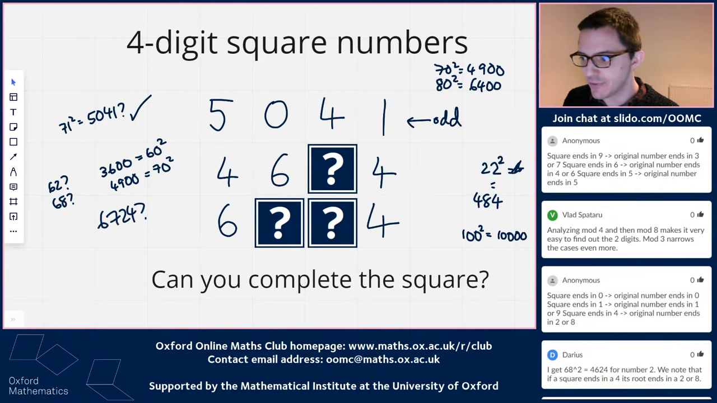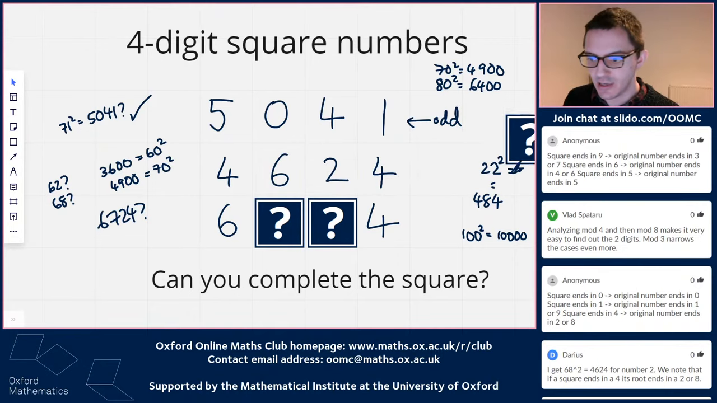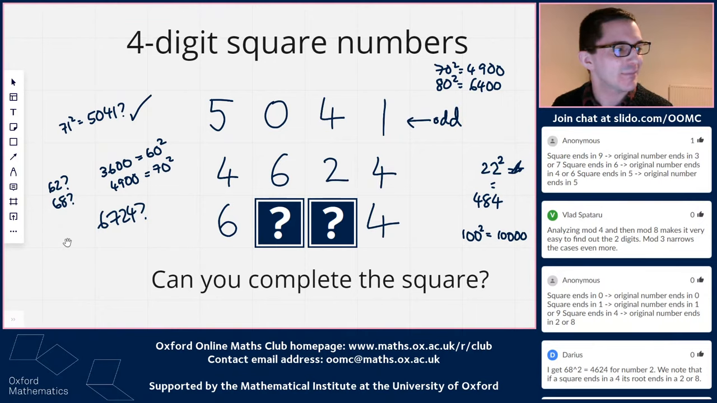This number is 4,624. I think that's the square of 68. Is that the square of 68? Yeah, I think it probably is. Right, okay, good. I should remember I set this question. Okay, last one is interesting because there's more than one possible square that it could be.